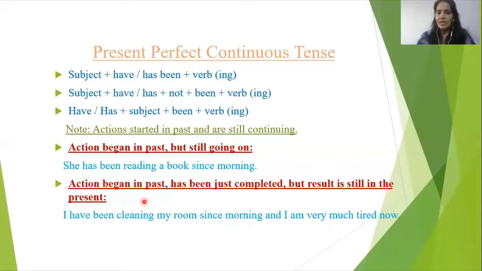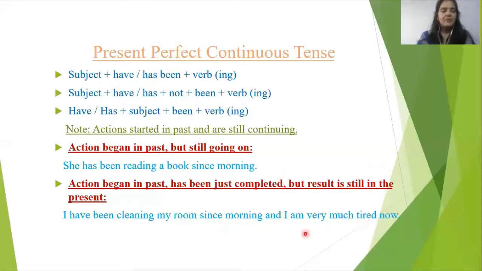Action began in the past, has just been completed, but the result is still in the present. If the situation in the sentence is like this, any work, any action began in the past and has just been completed, it means right now, but its results are still in the present. Let's see. I have been cleaning my room since morning and I am very tired now. Since morning, continuously, I'm busy cleaning the room. And its effect, its result is that I'm feeling very tired.